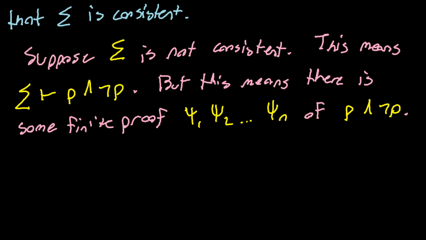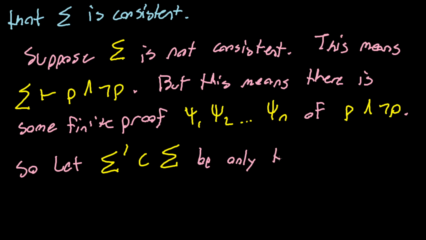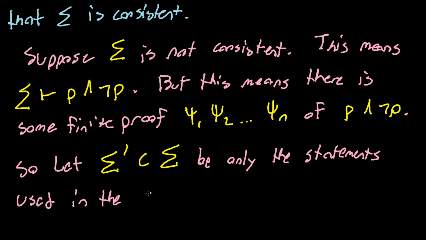So let, or where's my color? Okay, so let, and now we'll let, I guess I'll call it sigma prime, a subset of sigma, be only the statements used in the proof. Okay? So sigma prime is only the statements used in the proof. And importantly, this sigma prime is finite.